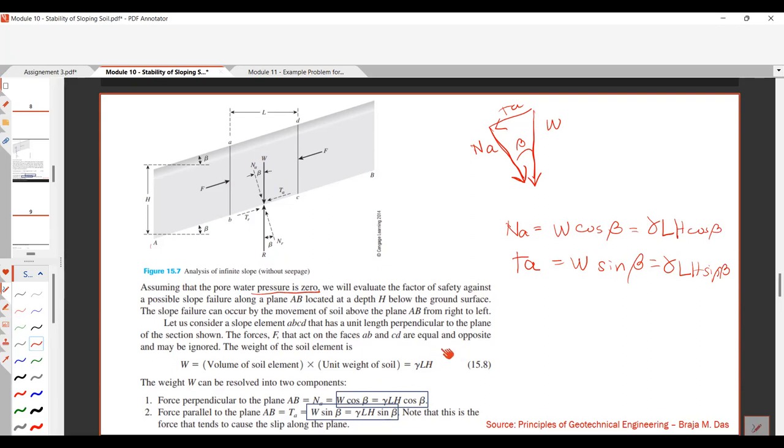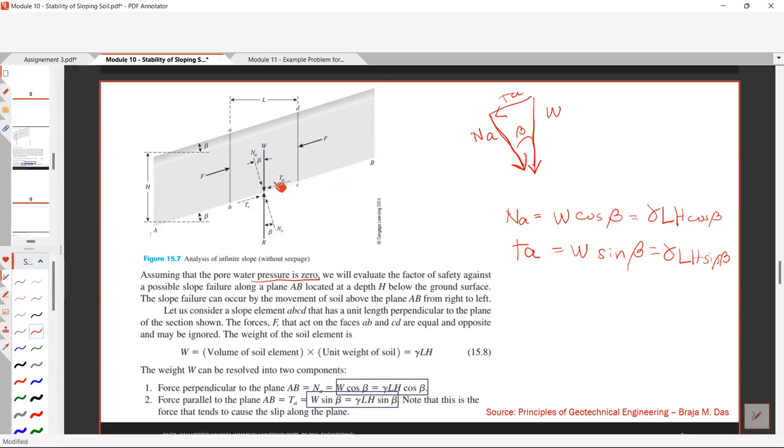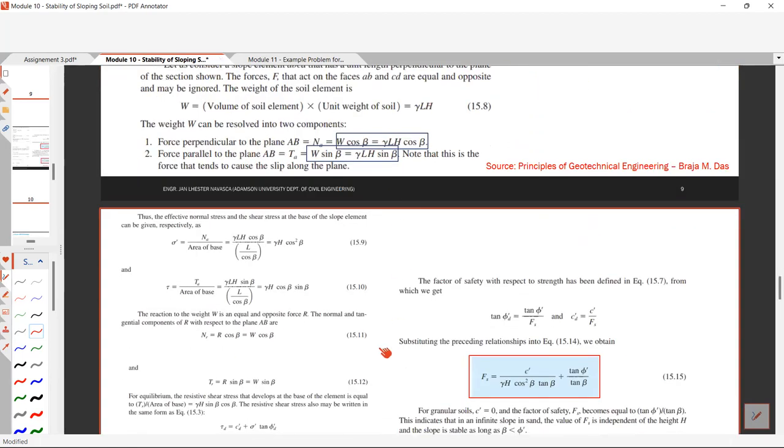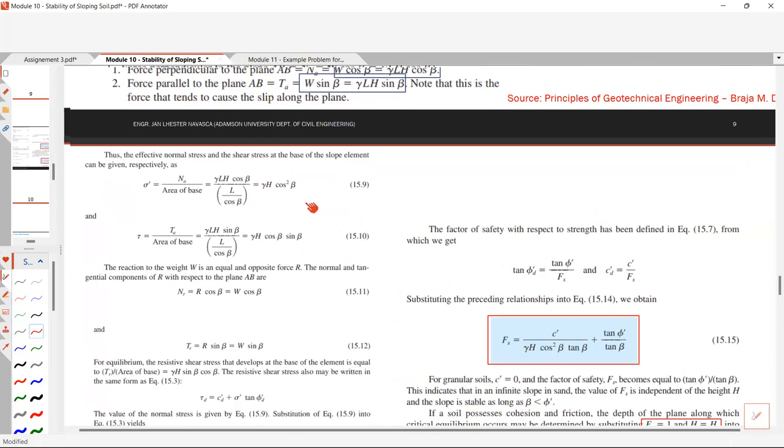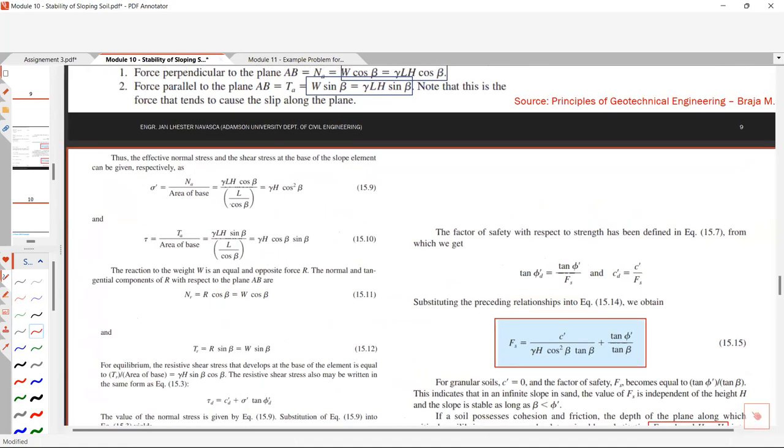Take note that this T sub A is the demand, or the actual force that tends to cause the slip of this sloping plane. This will be the cause of failure of this plane along plane AB, the cause of the failure of this soil. Given this, the effective normal stress and the shear stress of the slope element can be given by this. So let's get the stress.